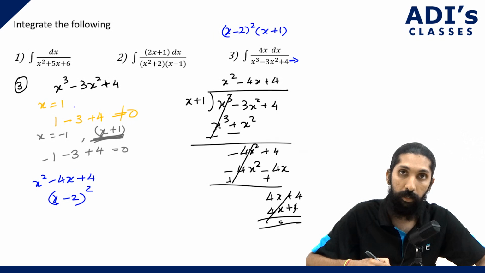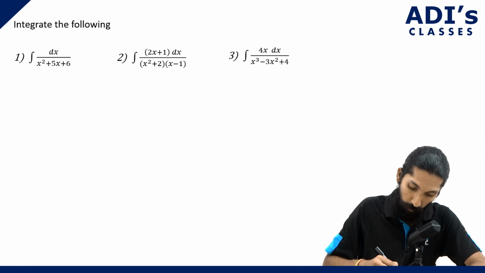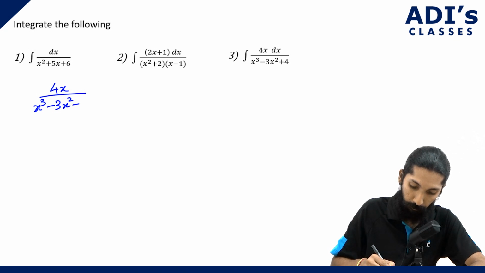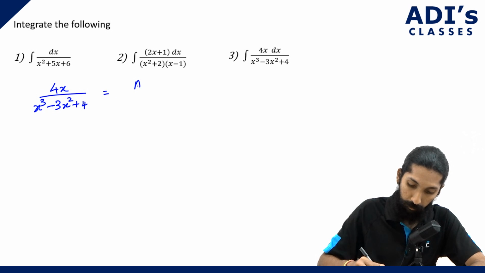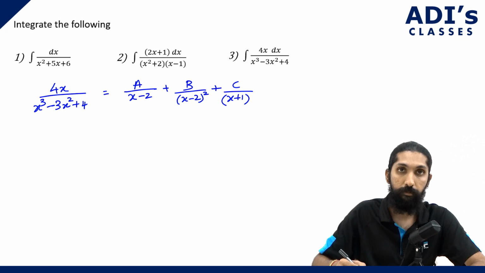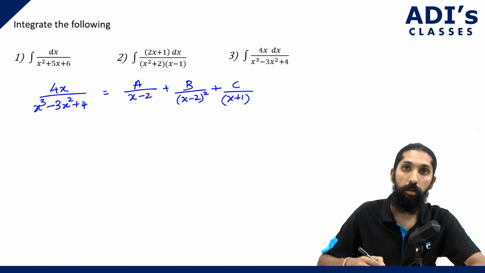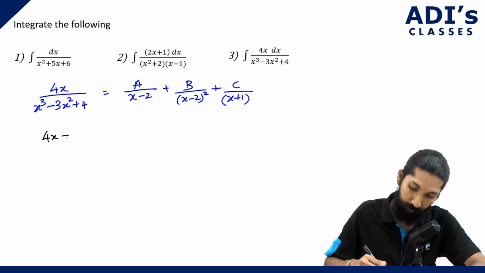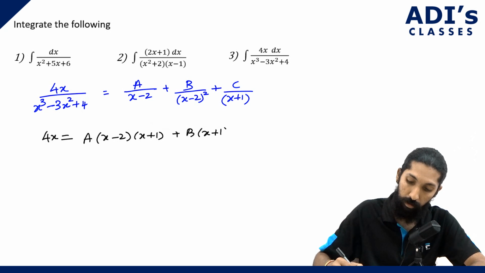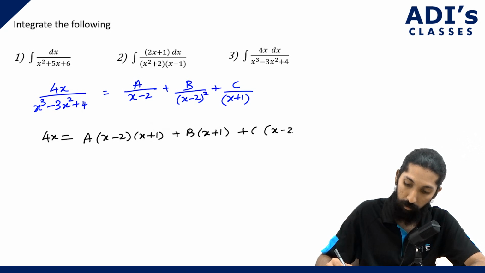Let's write it down in the particular format. We have 4x by x cube minus 3x square plus 4 equals a divided by x minus 2 plus b divided by x minus 2 whole square plus c divided by x plus 1. Correct? So once you got this, what do we have? 4x is equal to a into x minus 2 into x plus 1, plus b into x plus 1, plus c into x minus 2 whole square.